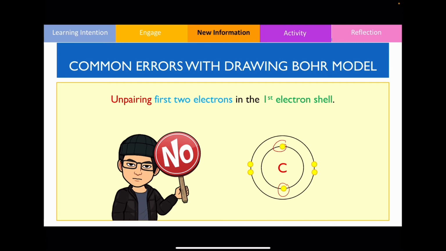Remember that the first shell has 1 coordination site, so therefore these electrons need to be paired up in the first shell. The second mistake that I often see is that when you draw electrons in the second and third shell, students often pair these electrons before each coordination site is partially filled.